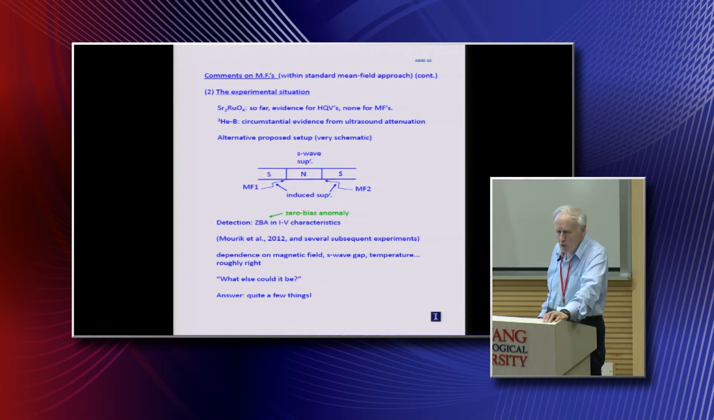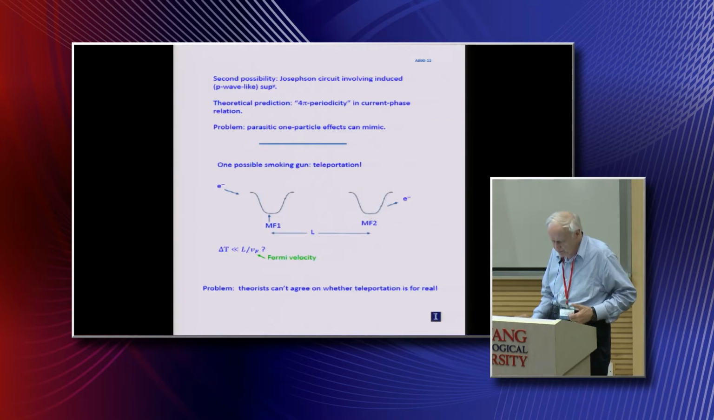Now, the interesting point is that the theory does make rather precise predictions on the dependence of these IV characteristics on magnetic field, on the s-wave gap in your bulk superconductor, on the temperature, et cetera. And these do seem to be coming out roughly right. Trouble is that the argument in such a case is always, crudely speaking, what else could it be? And the answer is, unfortunately, quite a lot of other things. There have been various other proposals in the literature for the interpretation of these experiments. So it really isn't terribly clear.